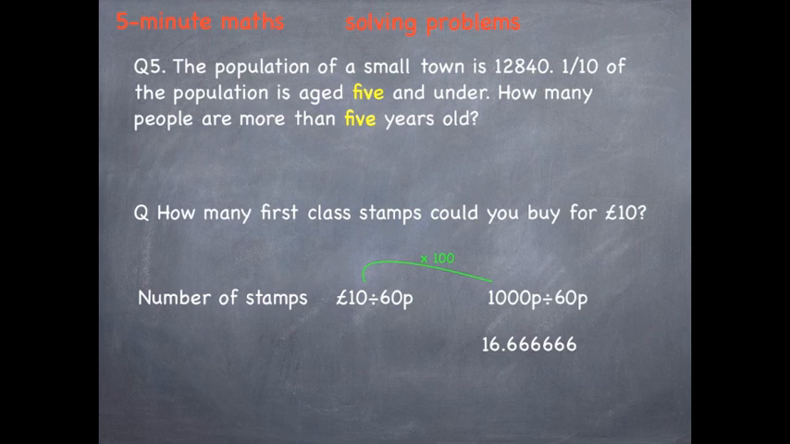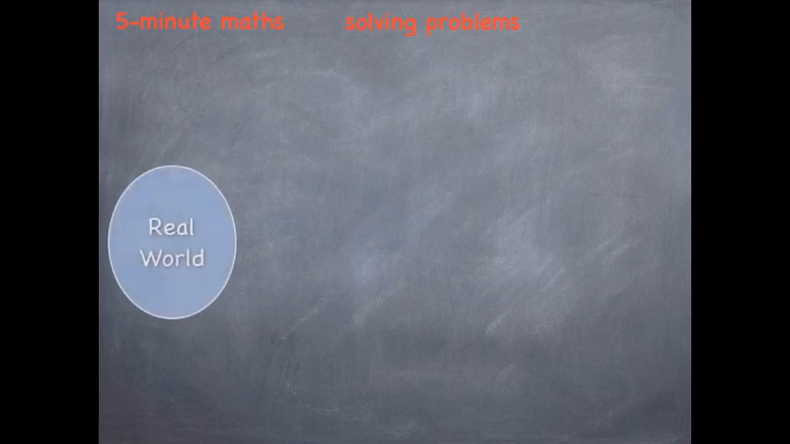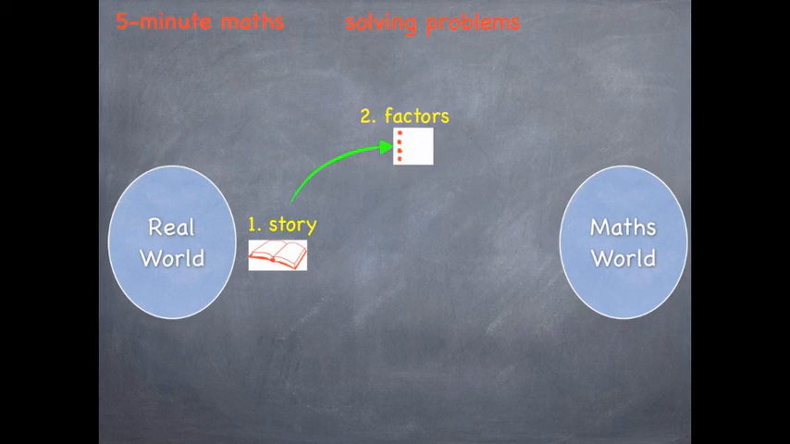So from these two questions, there are some general points about tackling real-world problems and linking them to the maths world skills that you know. And you can often break it down to the following 4 manageable steps. First, understand the story of the question. Then, pick out the main factors and let the remaining words melt away. And sometimes you may need to go fishing for the relevant data.